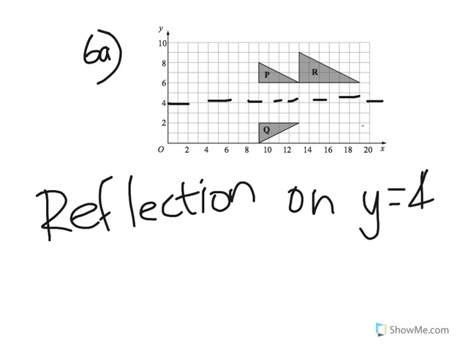Oh, sorry, y is equal to 4. If it was reflected on an x line, the x values would be changed. But in this case, the y values have been changed, so it's been reflected on a y line. So it's reflection on y is equal to 4.